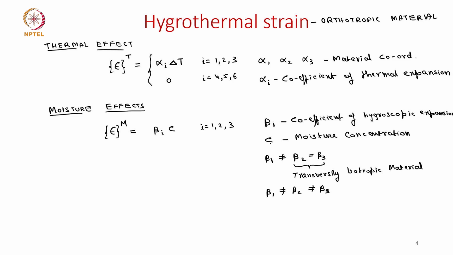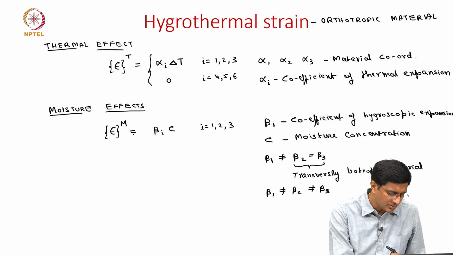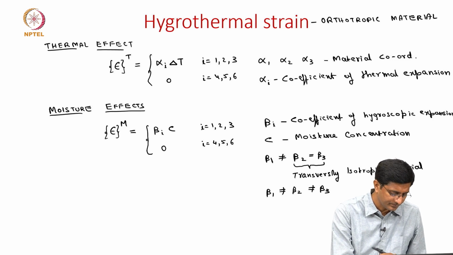And when we say C for the moisture concentration, here we are assuming that at a moisture concentration of 0, the corresponding strains are also 0. Here we only mention the strains in these directions 1, 2, and 3, but these strains are 0 when i equals 4, 5, or 6.